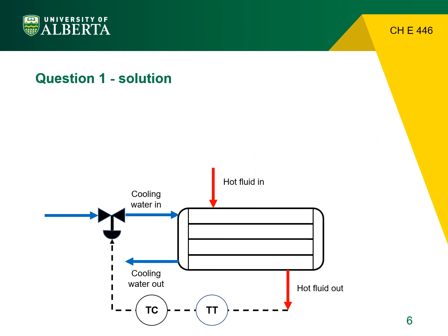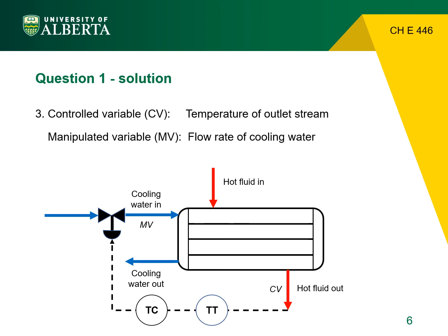Now let us identify the different types of variables in this schematic. The control variable in this control diagram is the temperature of the hot fluid at its outlet. The manipulated variable is the flow rate of the cooling water into the heat exchanger. And the disturbance variable is the temperature of the hot fluid at its inlet.